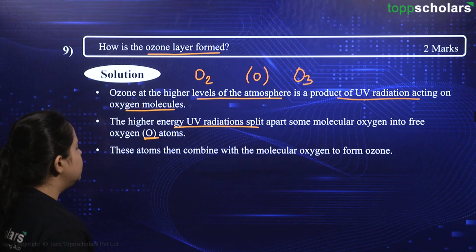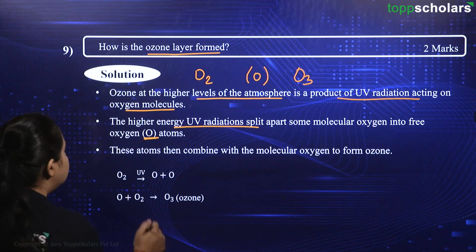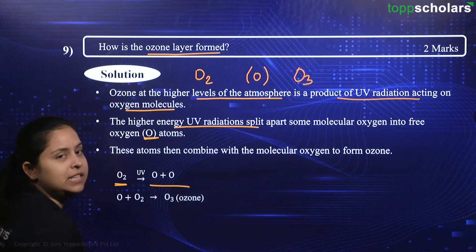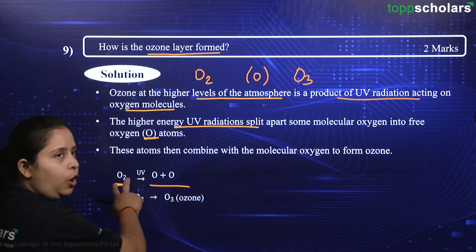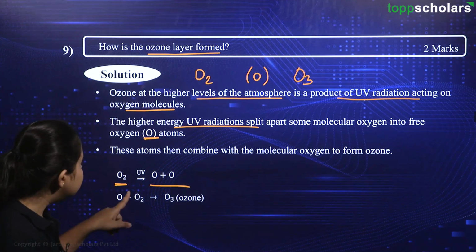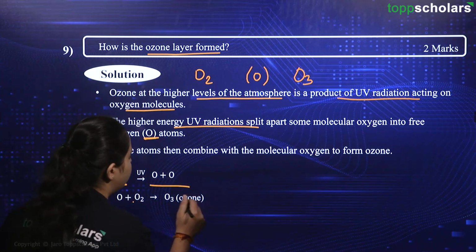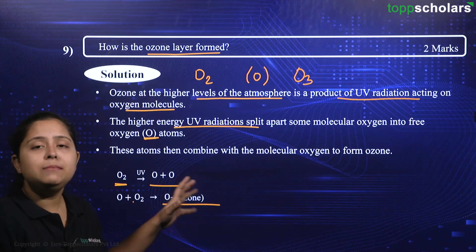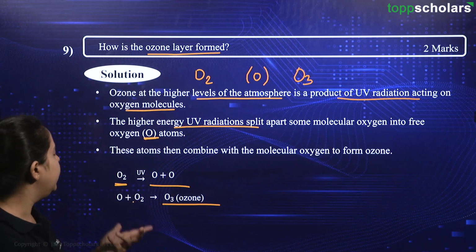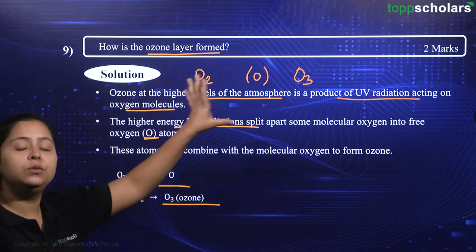Let us have a look at the reactions. These atoms will combine with the molecular oxygen to form ozone. Here are the reactions. Here is molecular oxygen O2, UV is acting upon it and nascent oxygen is being formed. Some oxygen molecules are being degraded by high energy UV radiations. These nascent oxygen atoms are highly reactive, so they will combine with O2 and then we will have the formation of ozone. This is the manner in which the ozone layer is produced, which is being asked in your question, so we are answering it. You should have these reactions at least, because these sentences alone will not fetch you the whole marks.